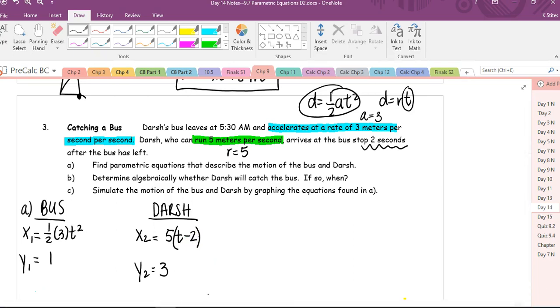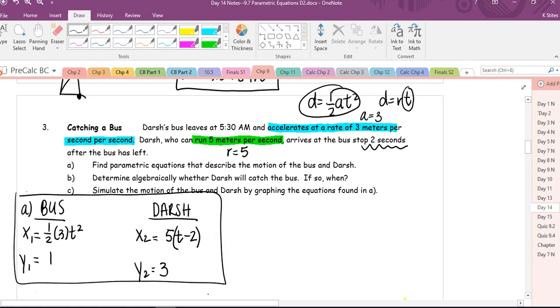Think of it this way. If I've been running for 5 minutes and you start running 2 minutes after me, you've been running for 3 minutes, right? Because I ran for 5, you started 2 minutes later, and we're saying we stopped at the same time. You would have been running for 3 minutes. So we just take the bus's time and we subtract 2 from it. All right, so these are your parametric equations right there, this whole thing.